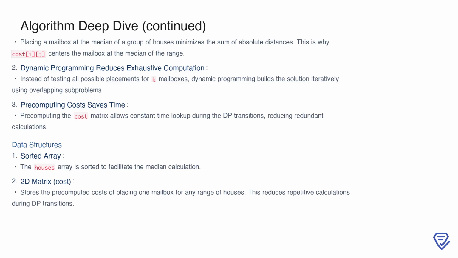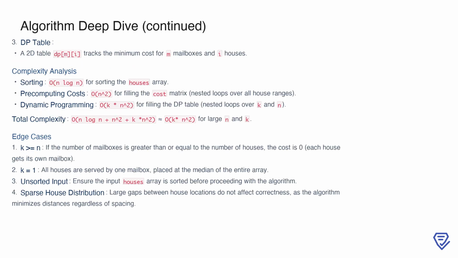This entire approach relies on a few key data structures. The houses array must be sorted to facilitate median calculation. The cost matrix stores pre-computed costs for placing one mailbox in any range of houses, and the dynamic programming table dp[m][i] tracks the minimum cost of allocating m mailboxes for the first i houses. The dp table, represented as dp[m][i], is the cornerstone of this algorithm. It allows us to efficiently calculate the minimum cost of placing m mailboxes for any given subset of houses.